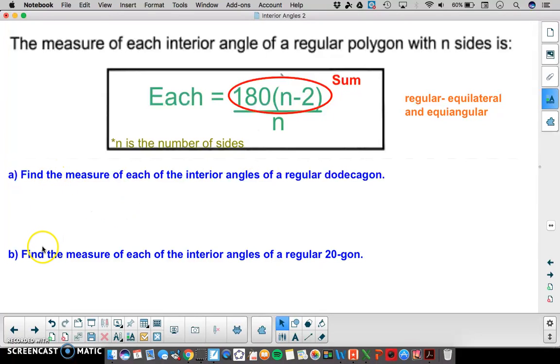So I have examples that I want you to try. Find the measure of each of the interior angles of a regular dodecagon, and find the measure of each of the interior angles of a regular 20-gon.